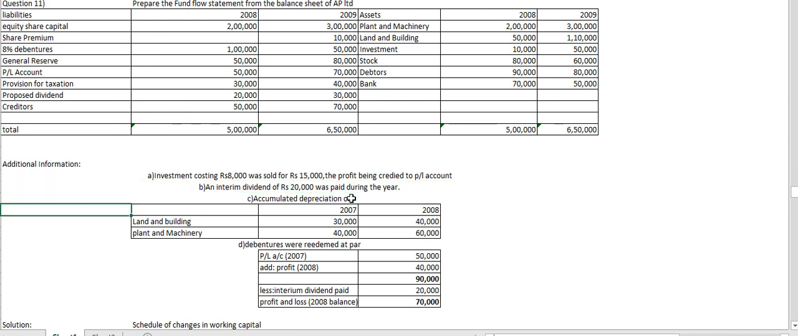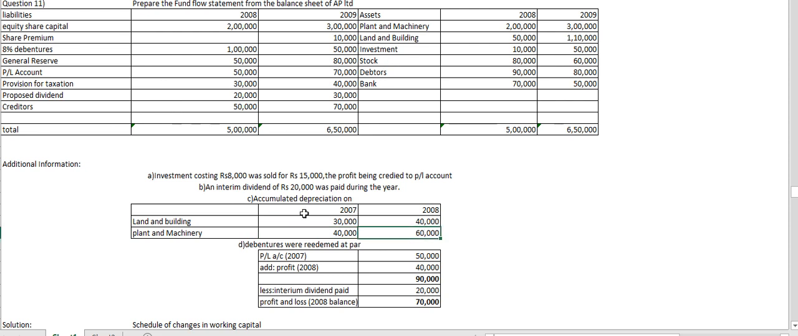Next is your accumulated depreciation on land and building. They have given for the year 2007 30,000, and for the year 2008 40,000, and plant and machinery for the year 2007 40,000, and for the year 2008 it is 60,000.